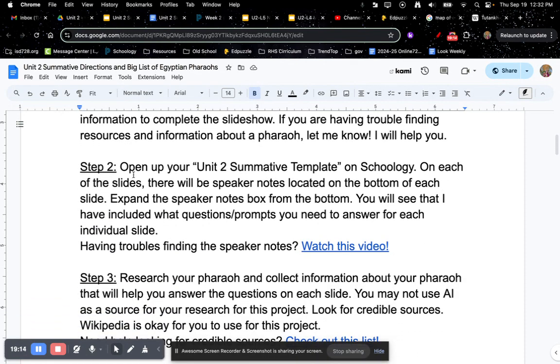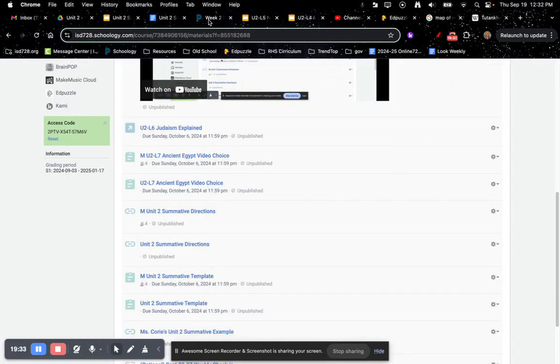So step 2 is you're going to open up your Unit 2 summative template on Schoology. On each of the slides, there will be speaker notes located at the bottom of each slide. You need to expand the speaker note box from the bottom, and you will see that I've included what questions and prompts you need to answer for each of the individual slides. So I'm going to do that right now.